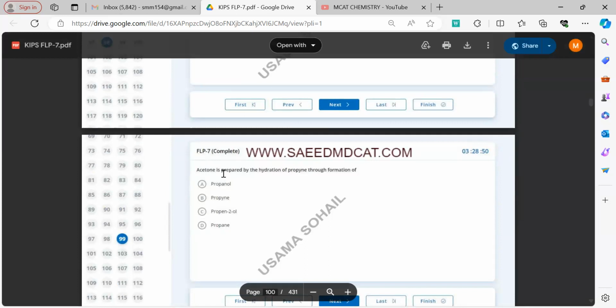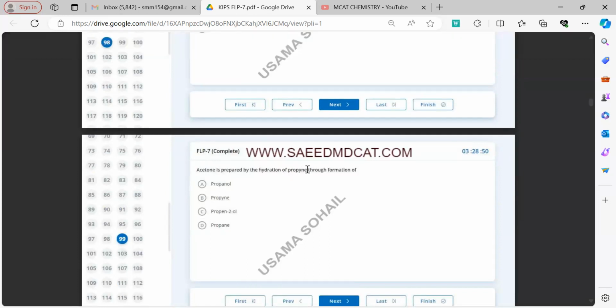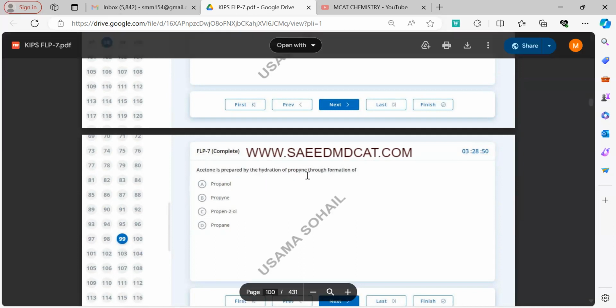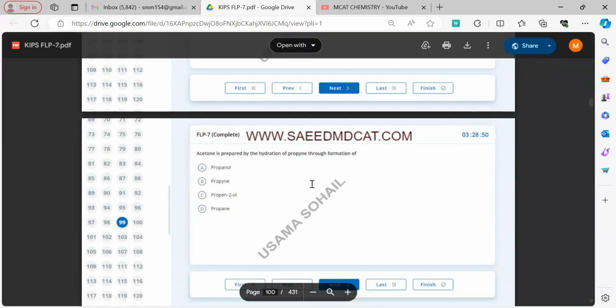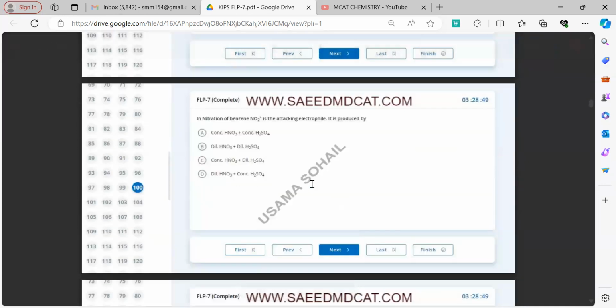Now, they say that acetone is prepared by the hydration of propyne. Propyne has a triple bond in it. So, how is it prepared through formation of propan-2-ol? Yes, this is the answer. In nitration, NO2+ is the electrophile, and you should know that electrophiles mostly have a positive charge on them. So the correct answer is that concentrated H2SO4 and nitric acid are used.